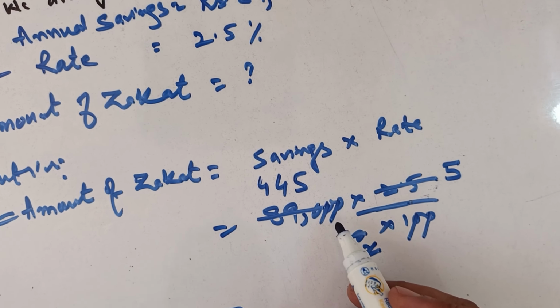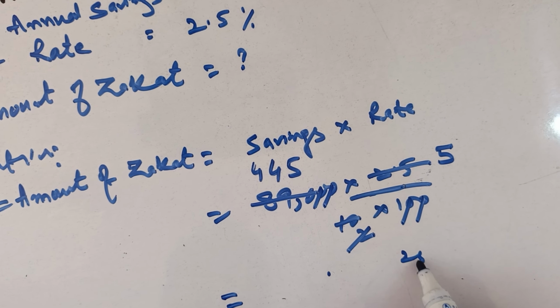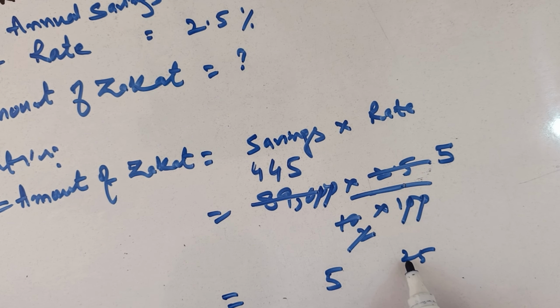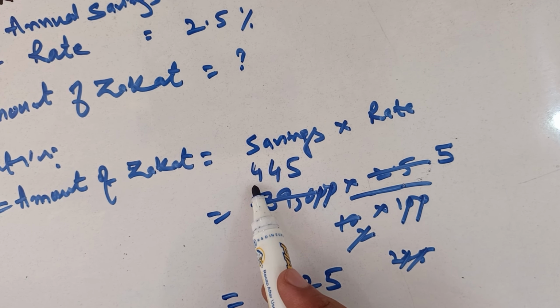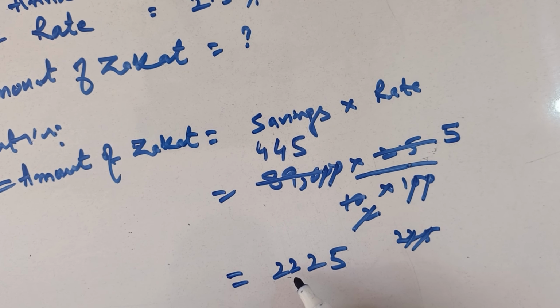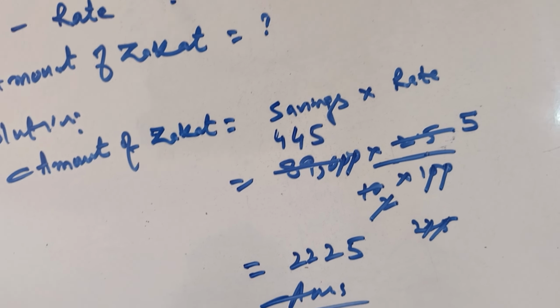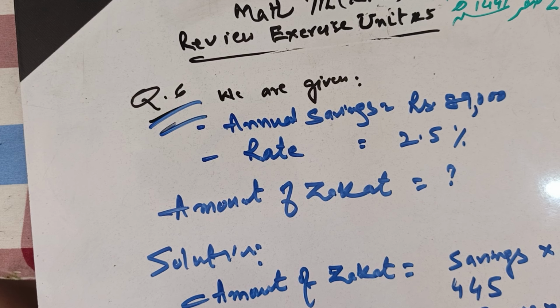We will multiply these two terms. 5 5s are 25. We will write 5 here. 5 4s are 20. 20 plus 2, 22. So the amount of zakat is 2,225. It is the answer of question number 6.